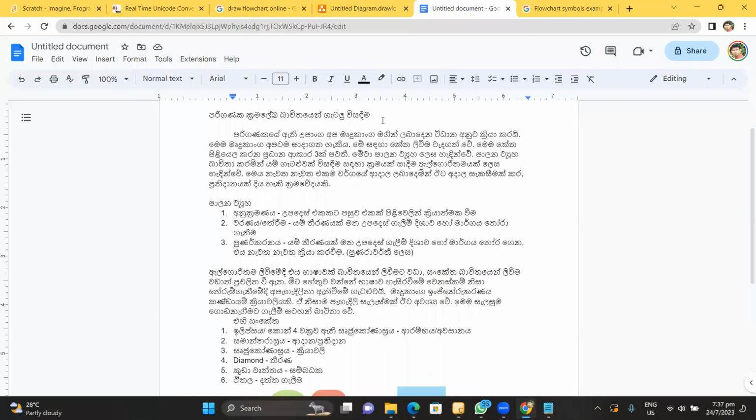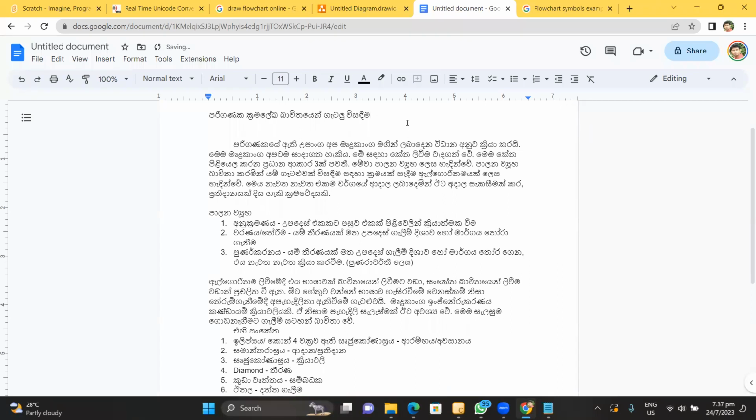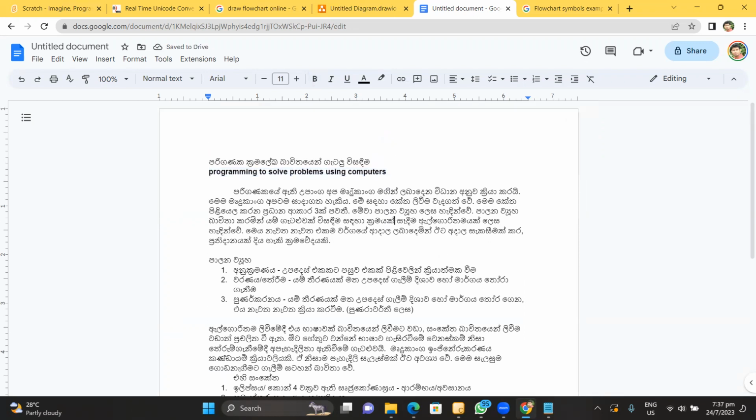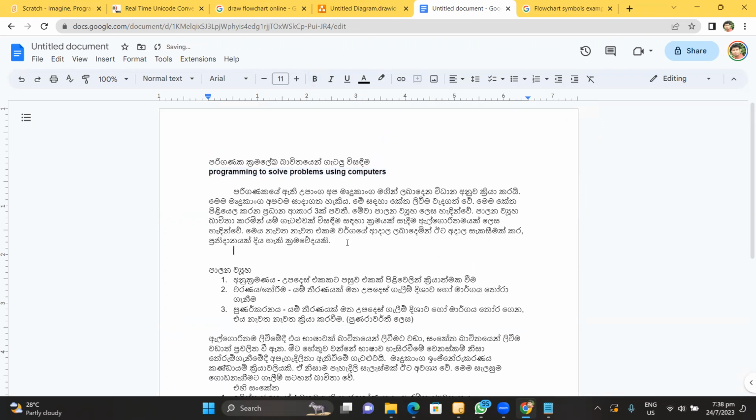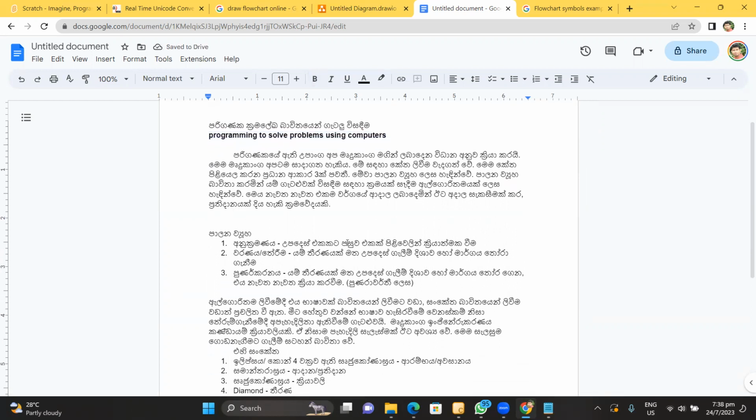The note is, the heading: programming to solve problems using computers. Please write down that heading. Then we need to write down, no need to write the Sinhala note, just write the English note. In case you have difficulty, you can read the Sinhala note, but with me, you can write down the English medium note.